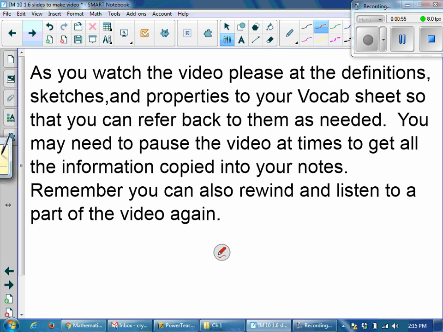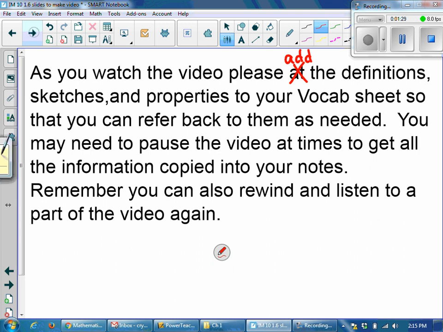As you watch the video, please add the definitions and sketches and properties, I should say, to your vocab sheet, so you can refer back to them as needed. These four segments are going to come up through the rest of the course, so we want to make sure we know what they are. Sometimes you might want to pause the video so that you can make sure you copy all that information into your notes and get the picture drawn. Remember, you can rewind if you need, so if I say something that you missed, rewind it, listen to the part of the video again.